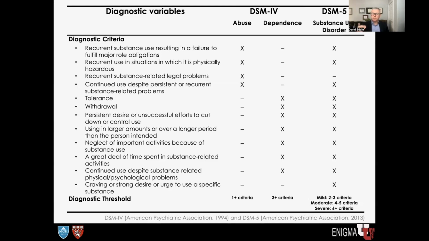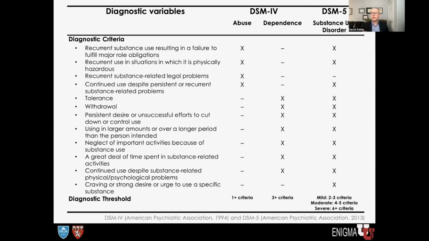And the other problem was that we would have what we would call diagnostic orphans. So you would have individuals who didn't meet any of the abuse criteria, but they did meet two of the dependence criteria. So by the letter of the law, so to speak, those folks with two dependence criteria, no abuse criteria, would not receive a diagnosis because they don't have three or more of the dependence criteria.